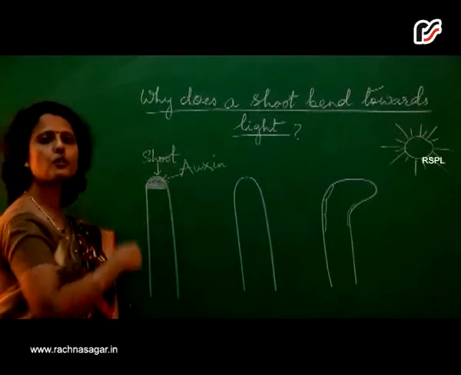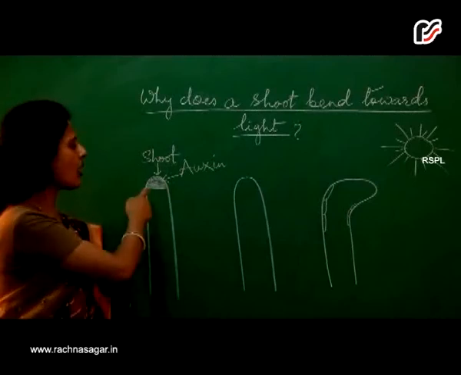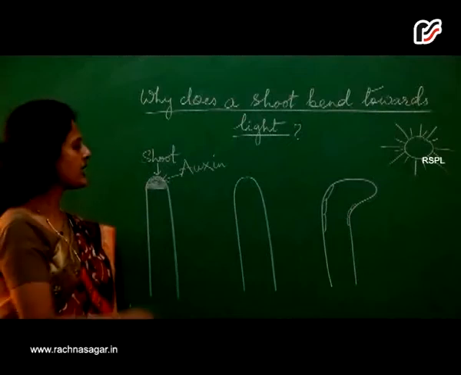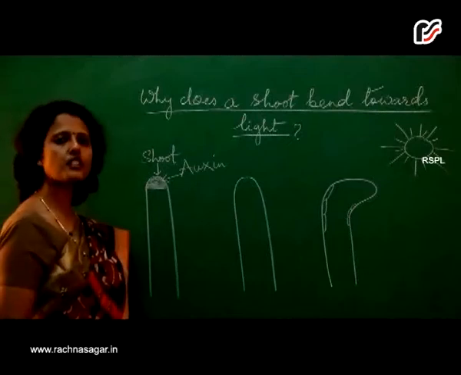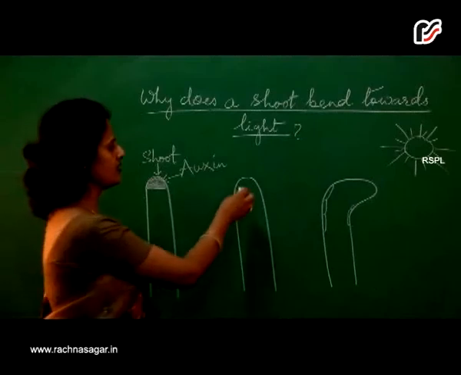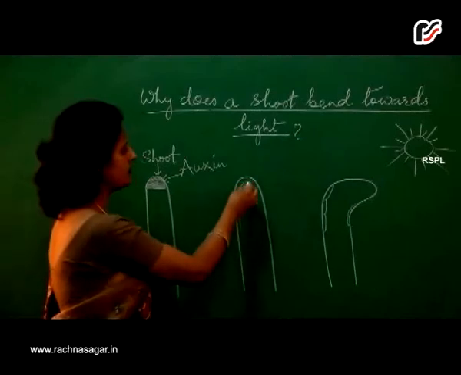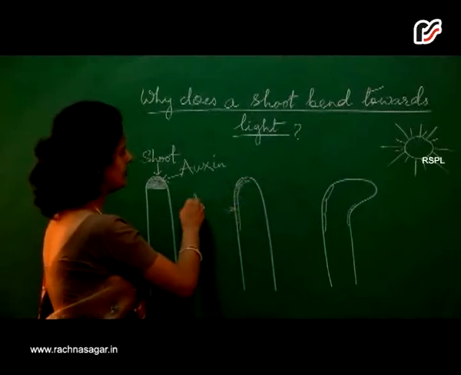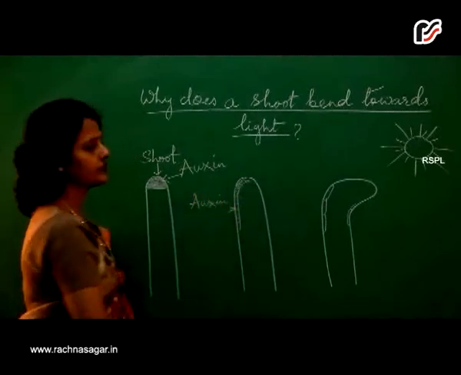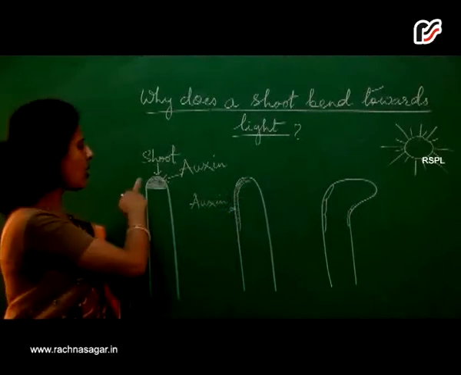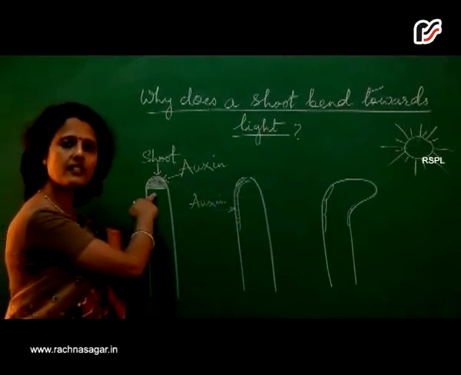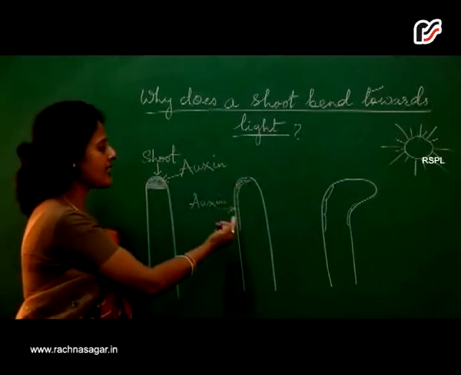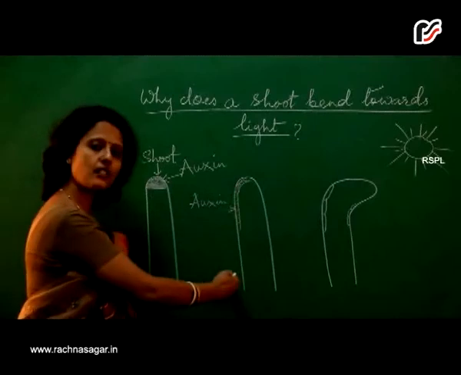Hence, as soon as the growing plant detects light, auxin is secreted or synthesized from the tip of the shoot. This auxin, which is synthesized at the shoot tip, is studied and found to slowly start diffusing downwards and gets accumulated on the shady side of the shoot.